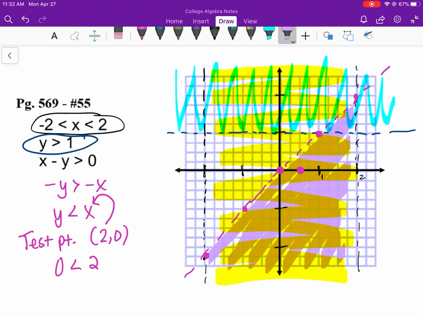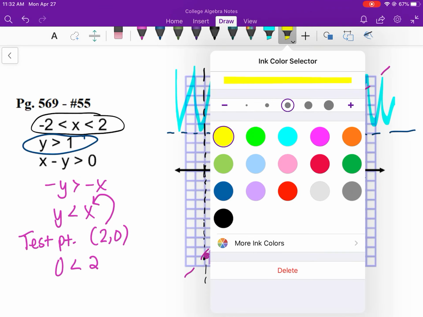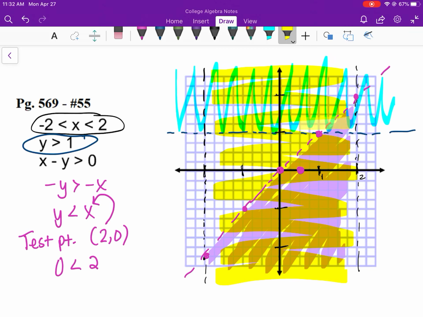Okay, let me go back to my yellow. Okay, so I think you can see where the yellow, purple, and green meet. I am above the horizontal, in between the vertical lines, and below the purple line. This region right here is where all three colors intersect. And that, you guys, is your solution set.